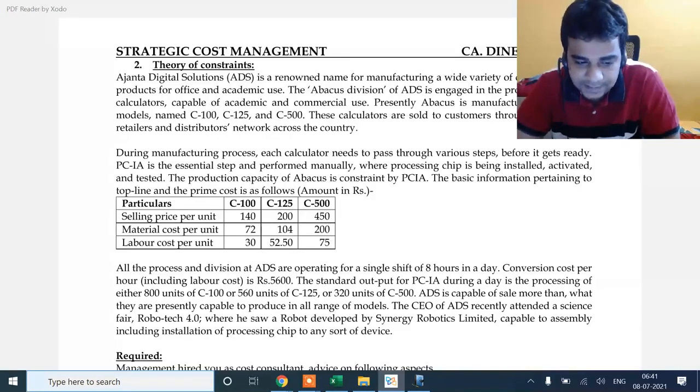Basic information: selling price, material cost, labor cost. It will become critical whether it's marginal costing or TOC approach, because answers can change here. Answers are likely to change because we have two approaches, marginal costing and TOC. We'll see what the company wants. As of now, I've understood that production capacity is constrained by PCIe.